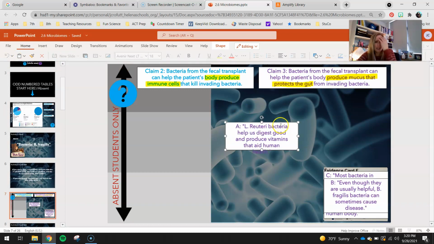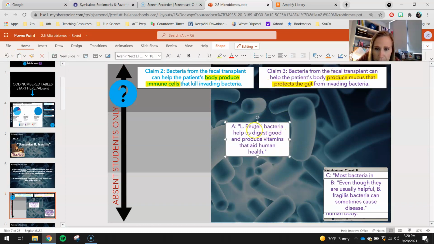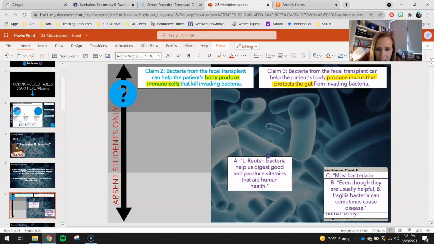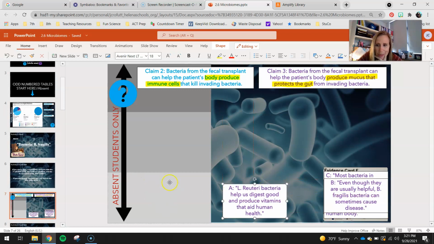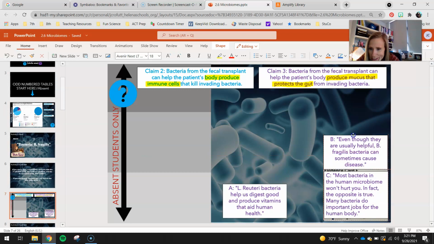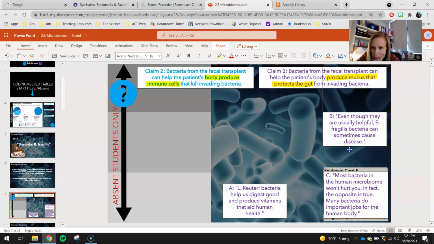So evidence card A says that L. reuteri bacteria help us digest food and produce vitamins that aid human health. Okay, you guys are going to kind of think, all right, does this belong with claim 2? Or does this belong with claim 3? So this one really, I can't decide whether it goes with either, so I'm going to kind of put it in the middle. And it doesn't really help either of these claims, so I'm going to put it down towards the bottom where it's a little less relevant. Okay? Let's grab a different one that I can help you guys sort a little bit more definitely.